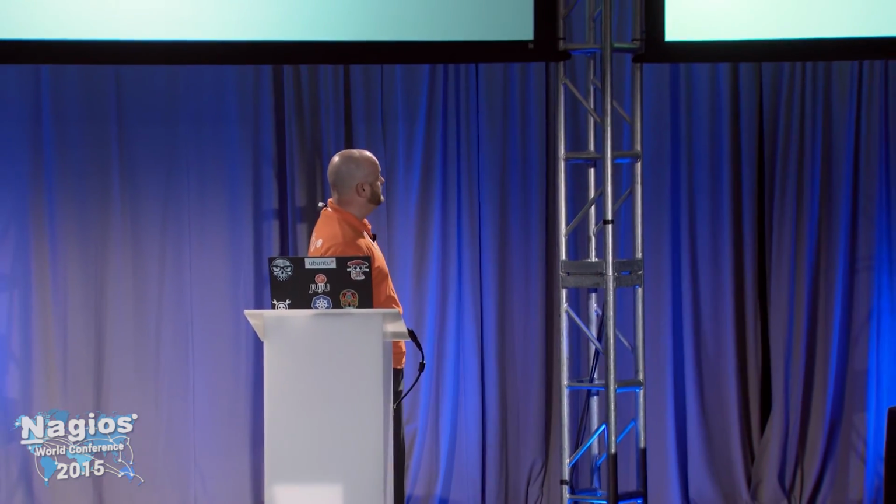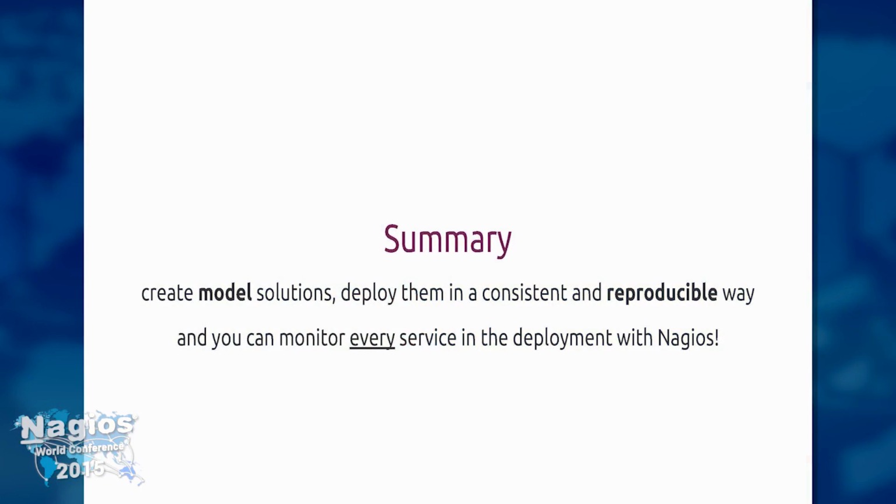And again, you can monitor every single service in Juju with Nagios because of that special relation that the Nagios charm has, that it can talk to any of these charms.